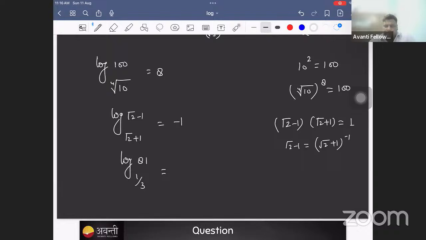What should be the power of 1 by 3 to make it 81? See, 3 to the power 4 is 81. I can write it 3 to the power minus 1 to the power minus 4 is also 81. Very good. That means 1 by 3 to the power minus 4 is 81. So the answer comes minus 4. Got it?